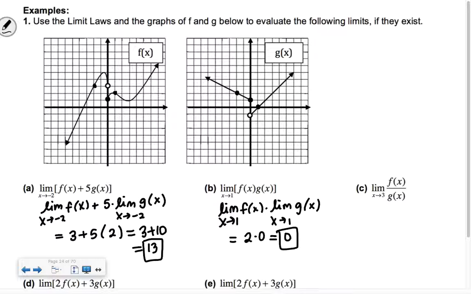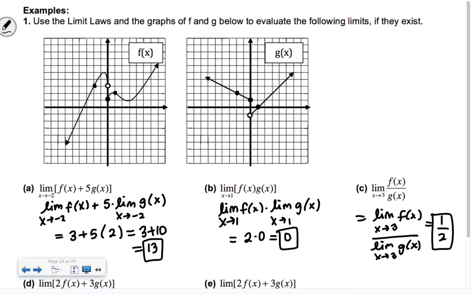All right, so limit as x goes to 3 of f of x over g of x. So the limit goes into both of them. So it's the limit as x goes to 3 of f of x over the limit as x goes to 3 of g of x. And we find each of them. So the limit as x goes to 3 for f of x, what number? 1. How about g of x? 2. So I have 1 over 2, so 1/2.